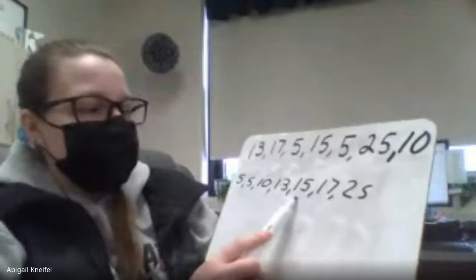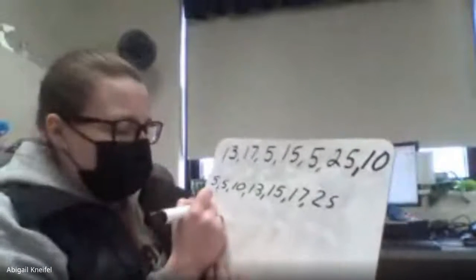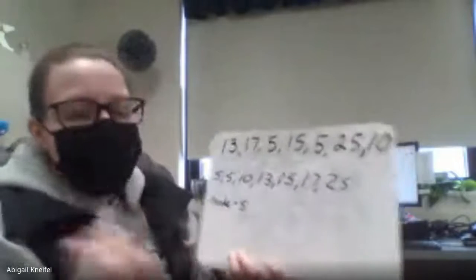All right. Remember, do not erase your board until I tell you to, okay? First steps first, you put in least to greatest. So least to greatest would be 5, 5, 10, 13, 15, 17, 25. Find the mode because mode is so easy. Most used number is 5 because that was done twice.